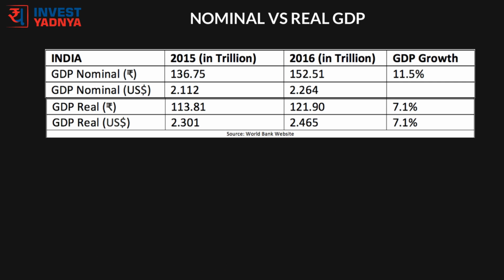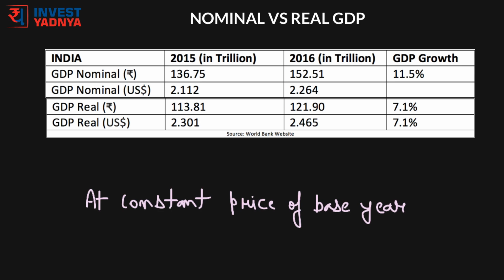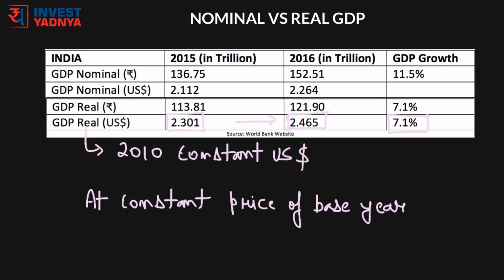Real GDP is always calculated and referred to at a constant US dollar or rupee price of a particular year. India's real GDP increased from $2.301 trillion to $2.465 trillion at 2010 constant dollar prices. That is an increase of around 7.1%. So this figure of 7.1% is always referred to as GDP growth.